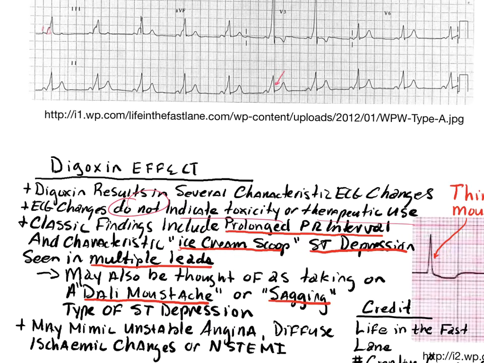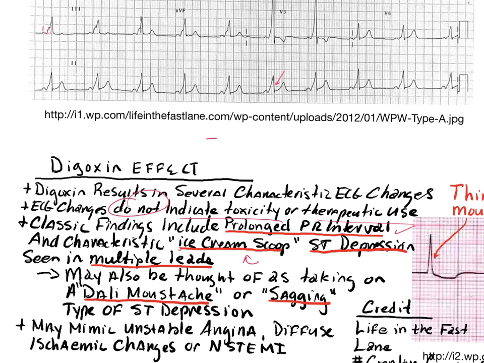We just know that if somebody has digoxin in their system, they're going to have some changes on their ECG, but that doesn't necessarily mean that they're overdosed or underdosed. The classic findings are a prolonged P to R interval. It can get a little long, generally not incredibly long, generally less than 0.24 seconds, but definitely long enough that you're in heart block category. And it produces concave ST depression, a very characteristic ice cream scoop depression.